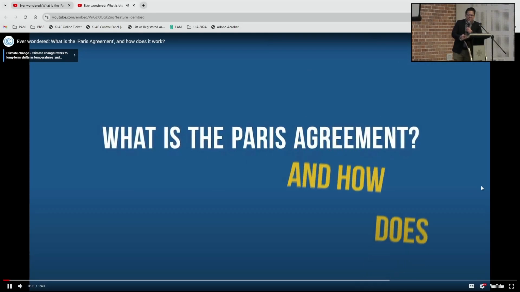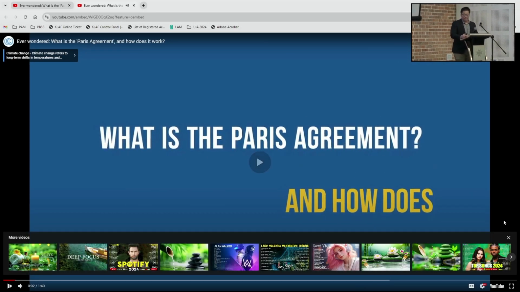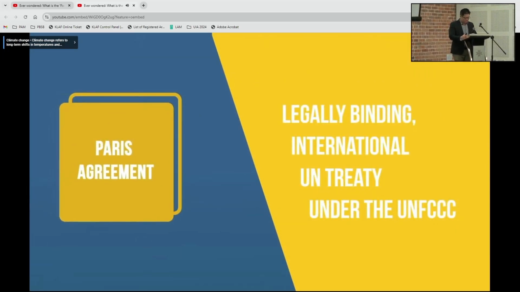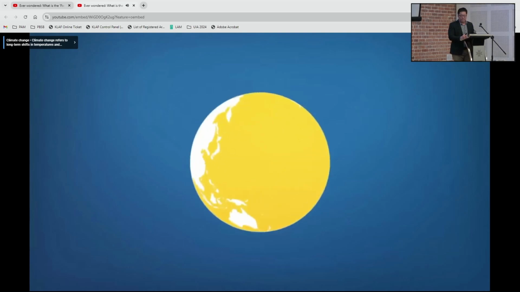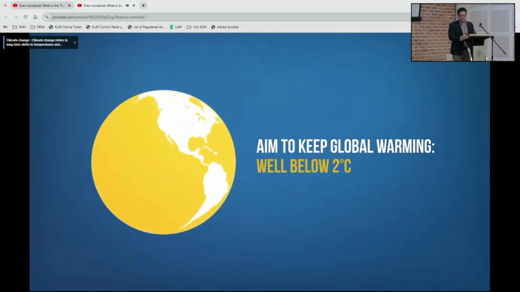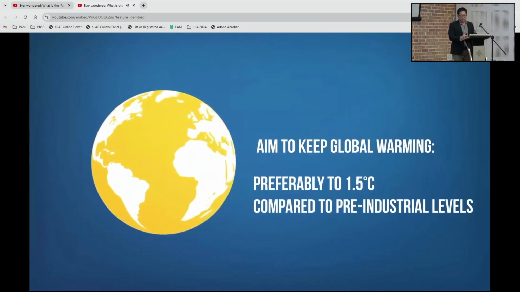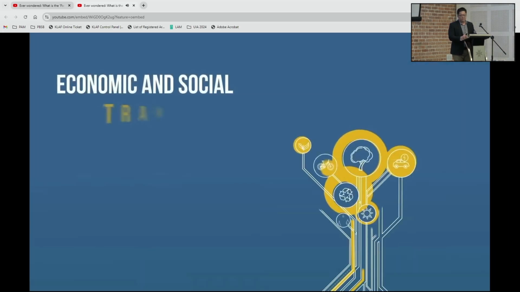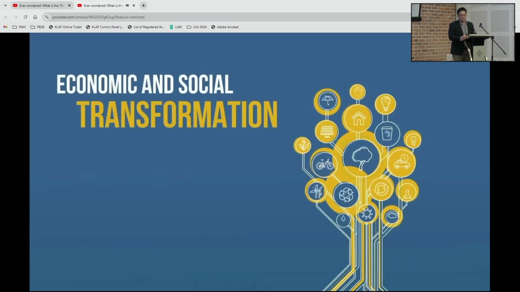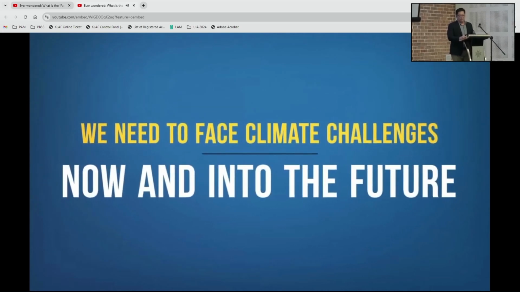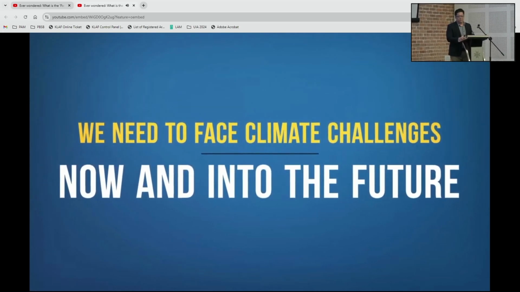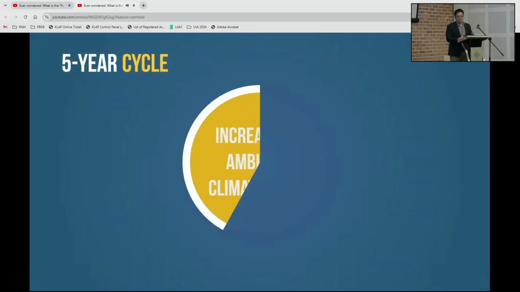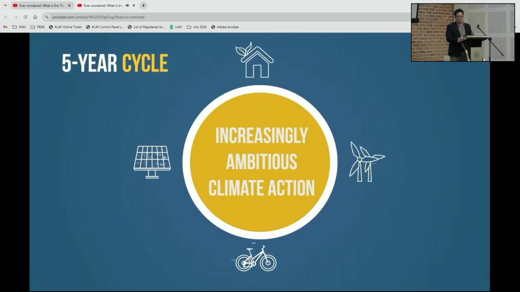All right. What is the Paris Agreement? The Paris Agreement is a legally binding international treaty on climate change to limit global warming to well below 2, preferably to 1.5 degrees Celsius compared to pre-industrial levels. This requires economic and social transformation to face the climate challenges now and moving into the future based on the best available science. The Paris Agreement works on a 5-year cycle of increasingly ambitious climate action.